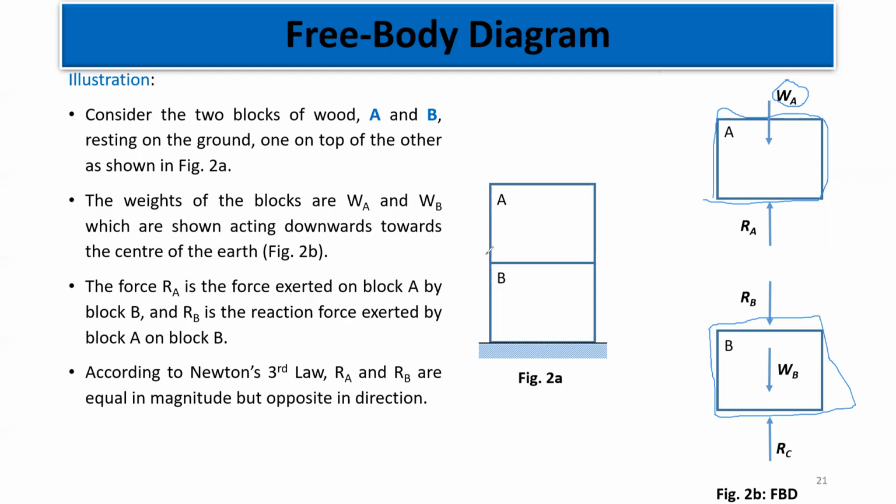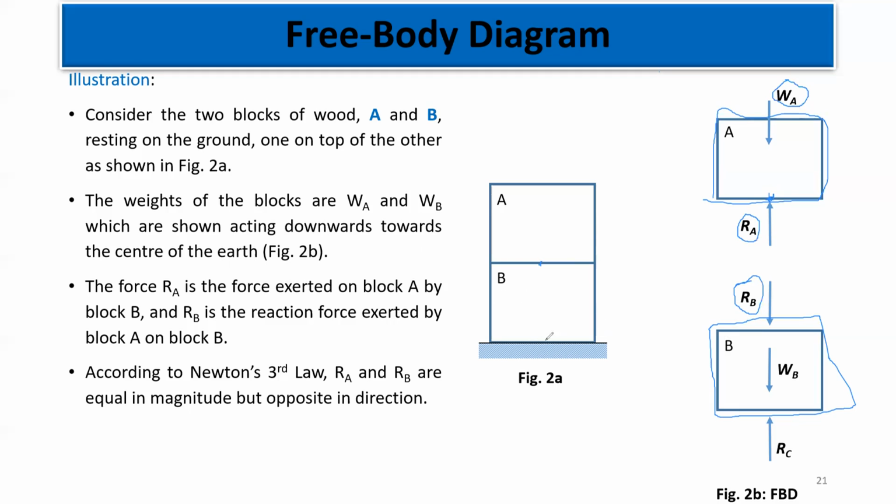Now we say when two bodies are in contact, there are contact forces there. So for body A, at this point, there should be a reaction force that we are calling RA. You see, that is for body A. Now when we isolate body B, at this point, body B is in contact with body A. So there should be a reaction force that we are calling RB.